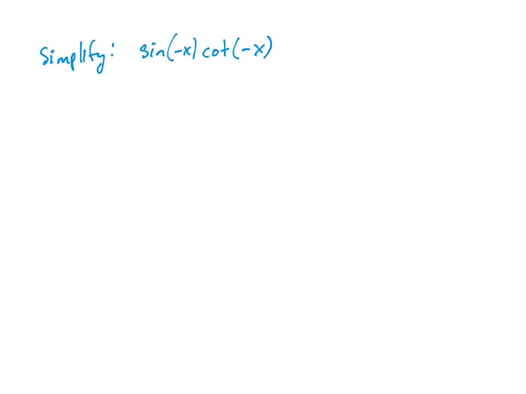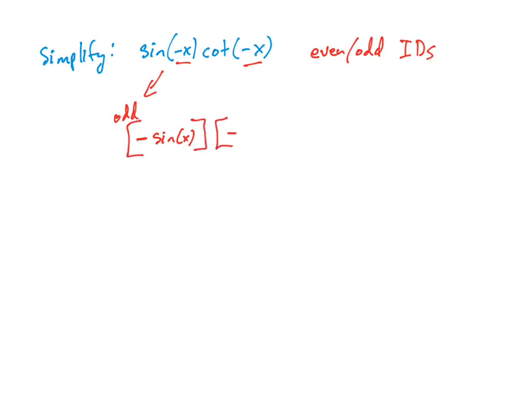Alright, here's another example. This one is going to use the even and odd identities. Anytime we have a negative argument in here, that should trigger us to look at the even and odd identities. Sine is an odd function, so what that means is sine of negative x is equal to negative sine of x. Cotangent is also an odd function, so cotangent of negative x is equal to negative of cotangent of x.